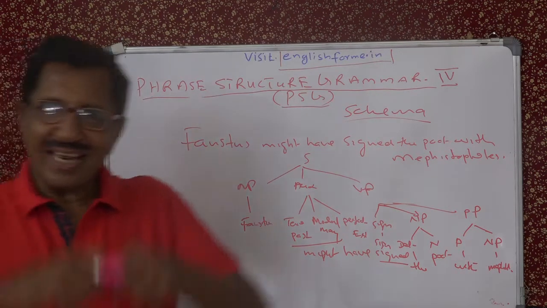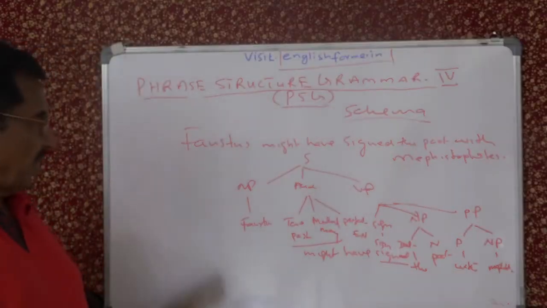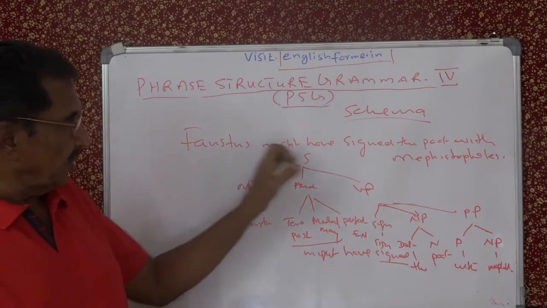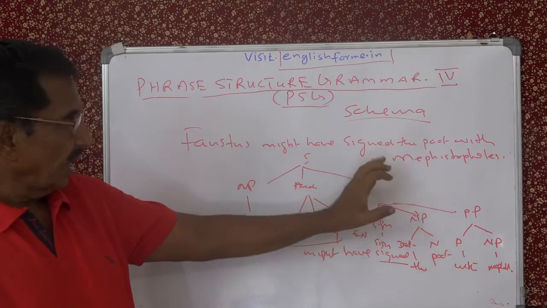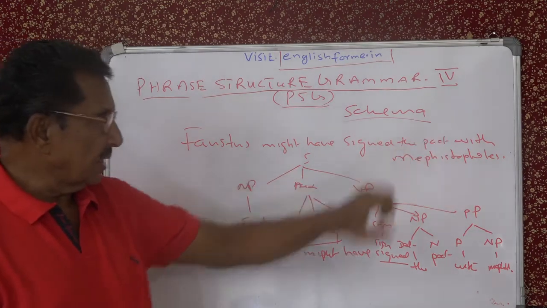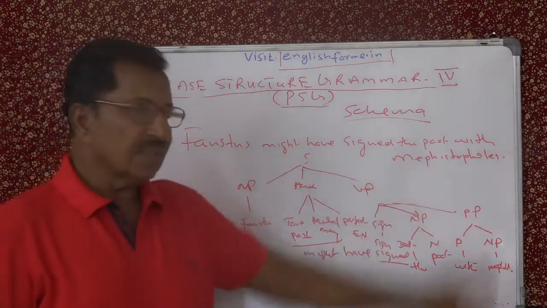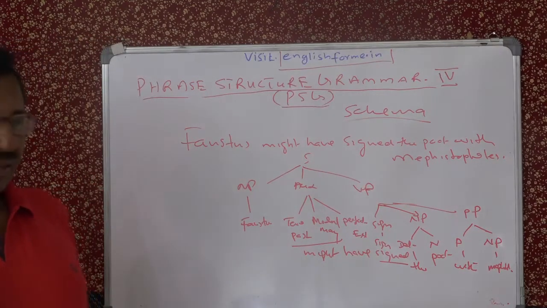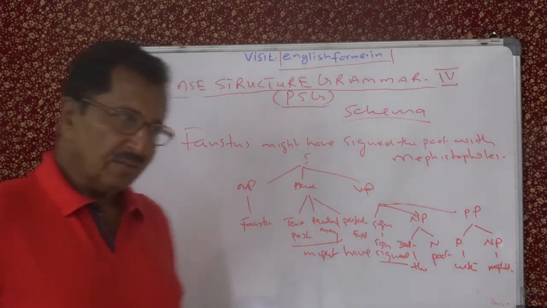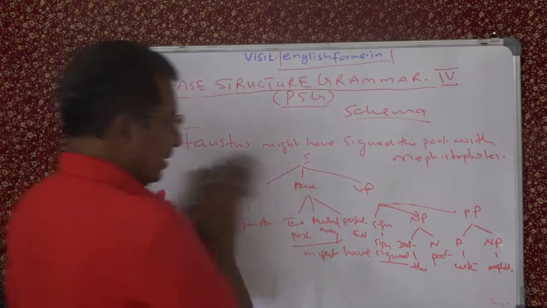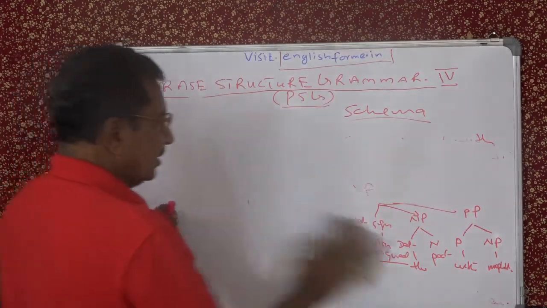Understand? You can make it explicit. But from here, you know this noun phrase. You know this is auxiliary, and this is auxiliary, and this is the main verb, and this is the NP, and this is the PP. That is prepositional phrase. Is that clear?